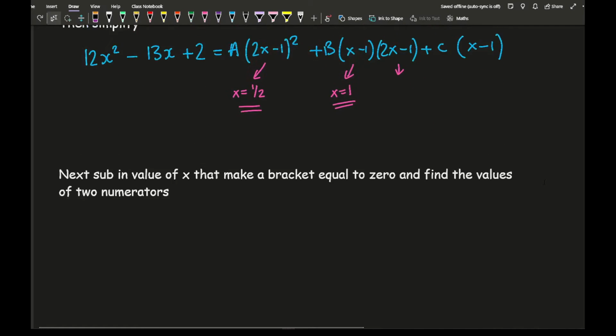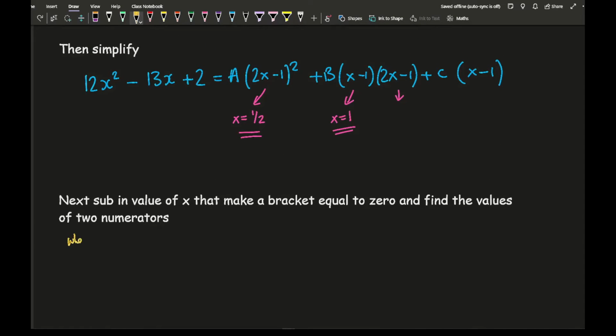So if I substitute those values in, when x equals 1, we do that one first, we've got 12 minus 13 plus 2 equals, and that means anything that's got an x minus 1 is going to disappear, so that's going to give me the value of a, and that's going to be a lots of 2 times 1, which is 2, take away 1, which is 1, and that gives me a value of a equals 1.